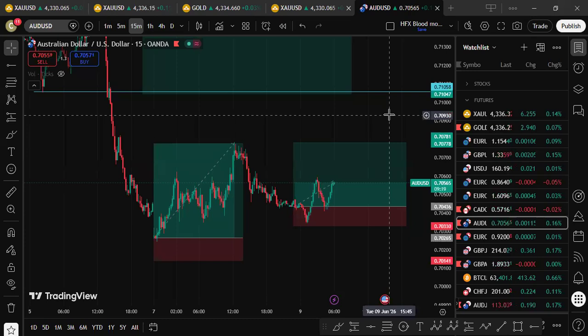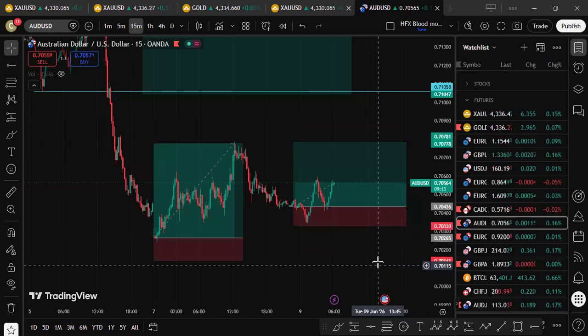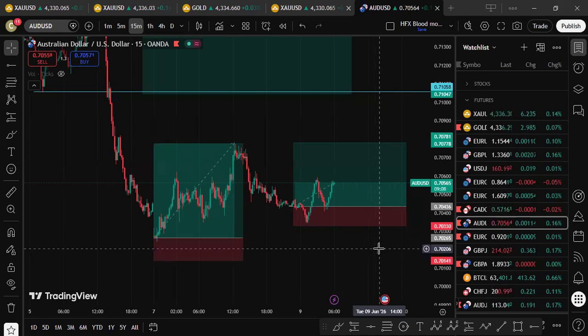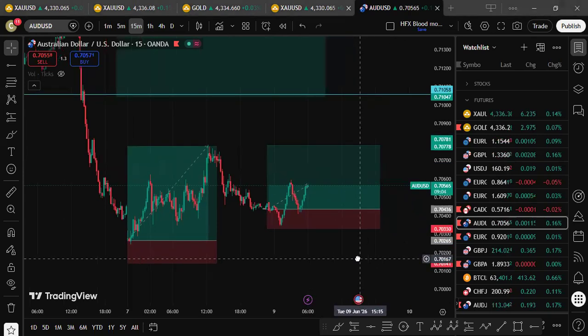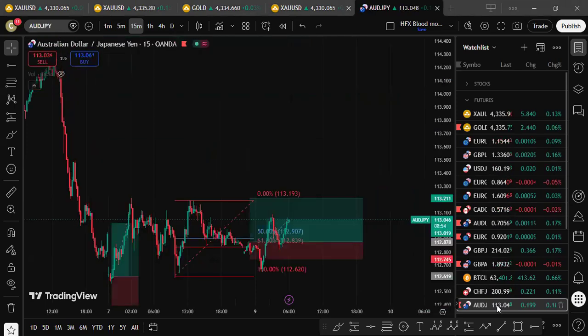Candlestick anatomy. So this is basically what the candles represent in the market, right? Let me use USDJPY for instance, or let's say EURUSD.